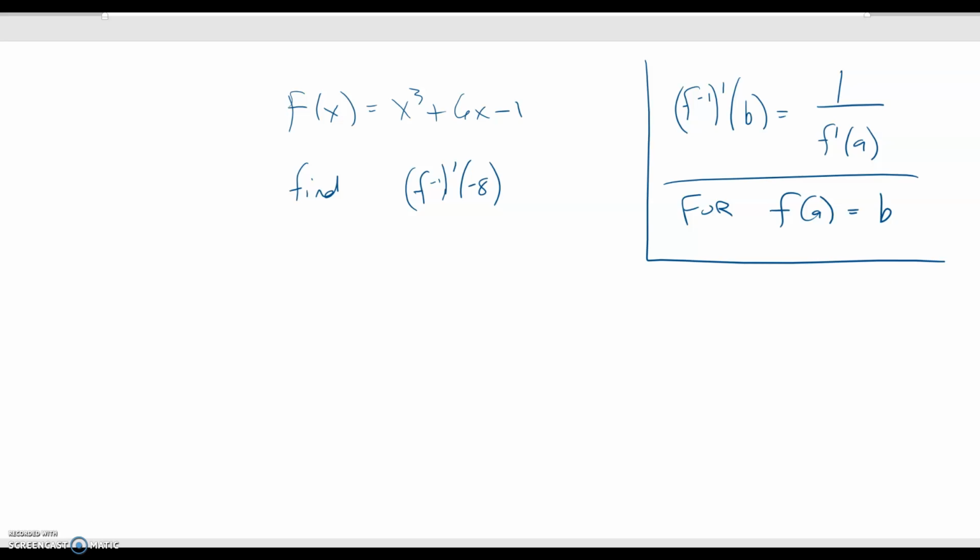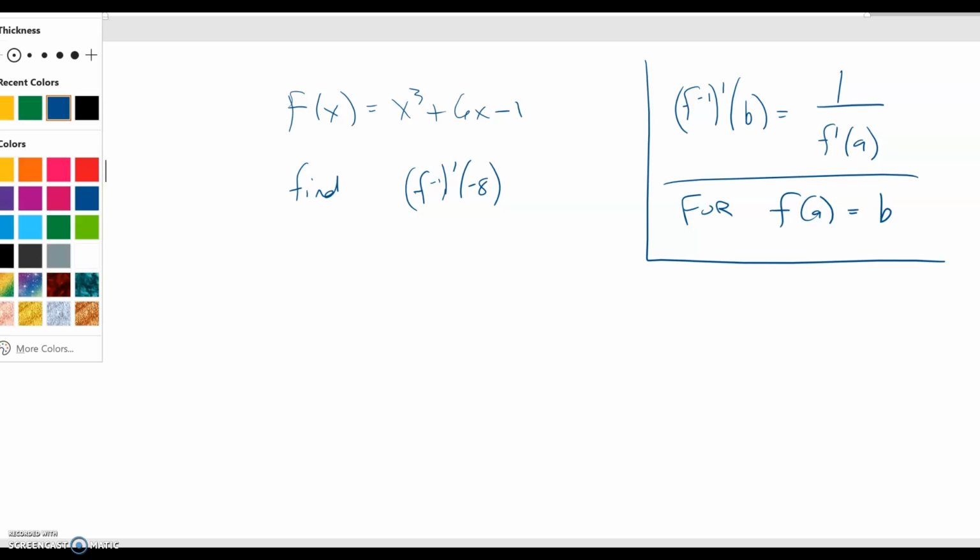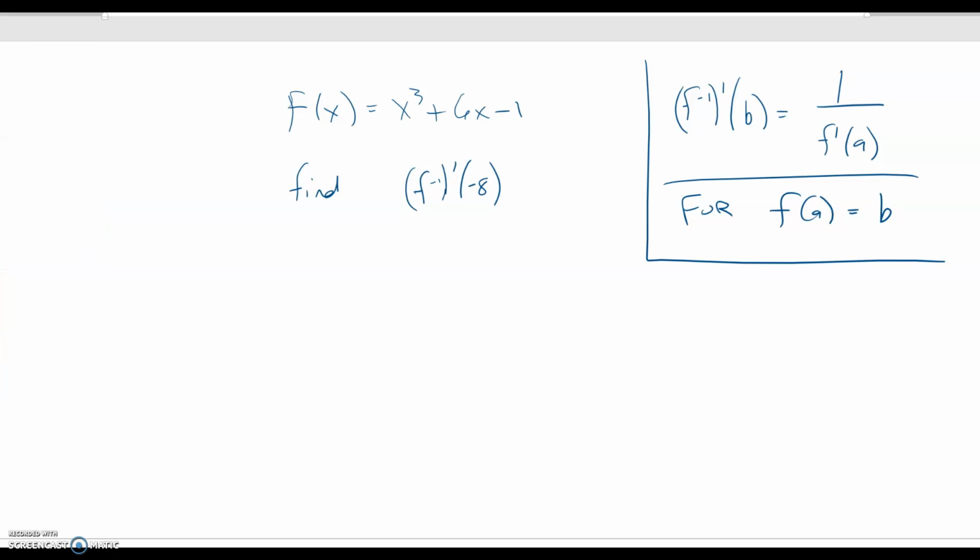Okay, so my function's x cubed plus 6x minus 1. I'm asked to find f inverse prime of negative 8. The idea here is we can find the derivative of the inverse without finding the inverse. So here's your theorem over here, or a summary of it. F inverse prime. Okay, let's start with this one.